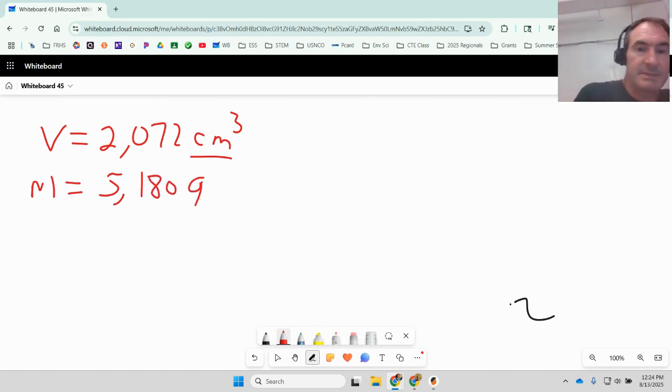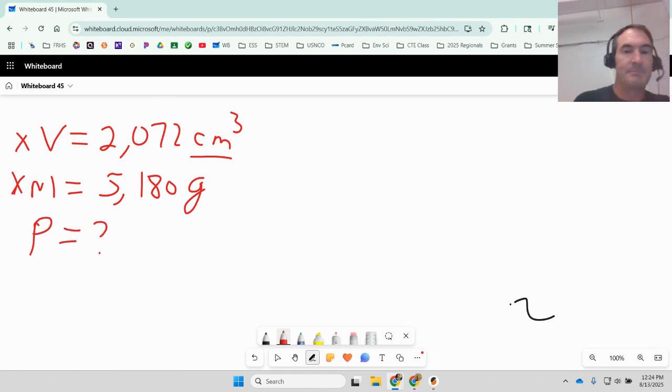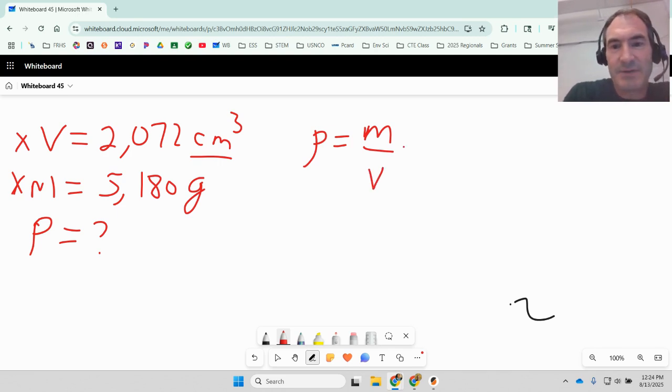So I know it's my mass. Now, anytime I work a problem like this, I'm always going to write down the things that I know. These two. And then what I'm looking for, I'm looking for density, which remember we're going to use rho. So I've written down, I know mass, I know volume, I'm looking for density. And now I can write this formula down. I know that density equals mass over volume.